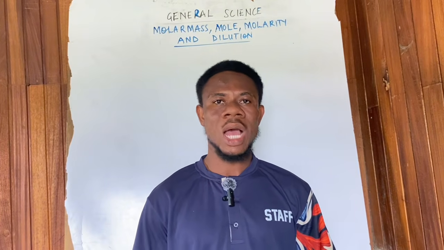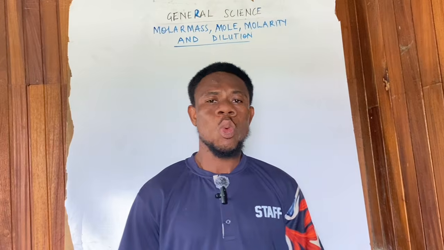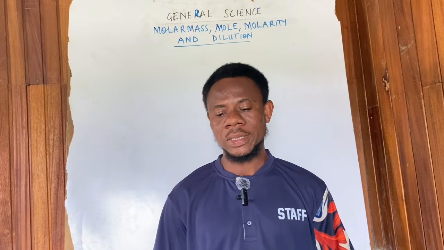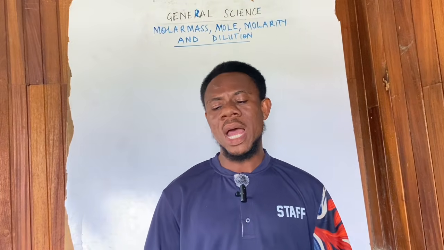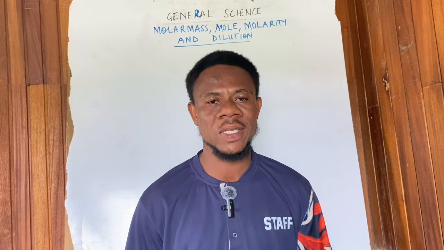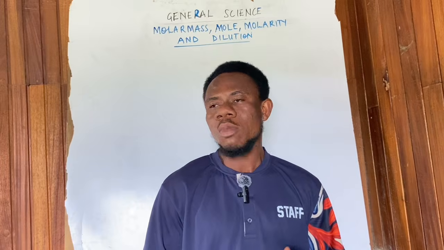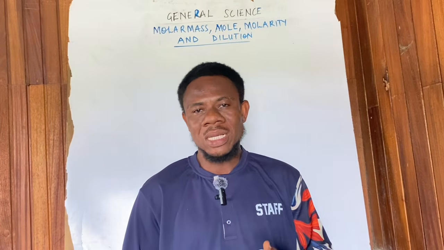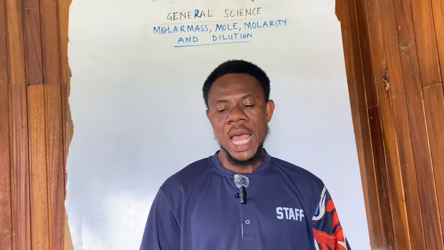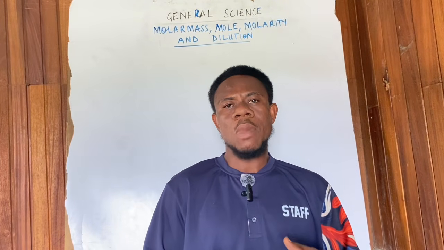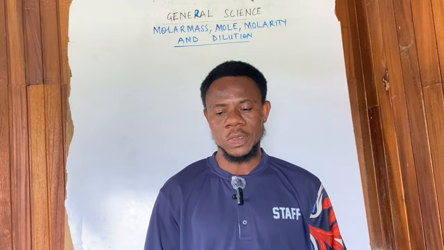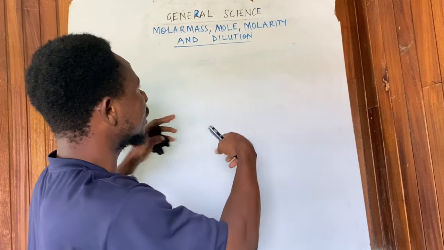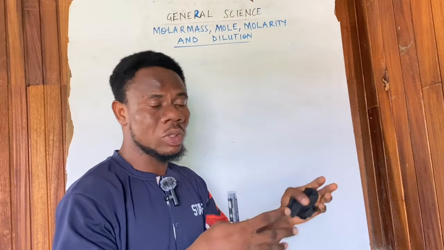Let's move on to our topic for today. Now, one may ask, what is molar mass? The molar mass is defined as the mass of 1 mole of a substance. This means the molar mass has a direct relationship between the mass, which is measured in grams, and the number of moles, or the amount of substance. Don't worry, we will come to calculations involving the molar mass, the mole, and the molarity and dilution.